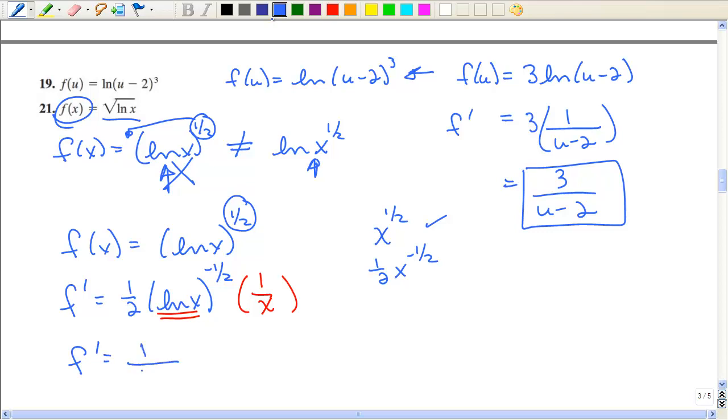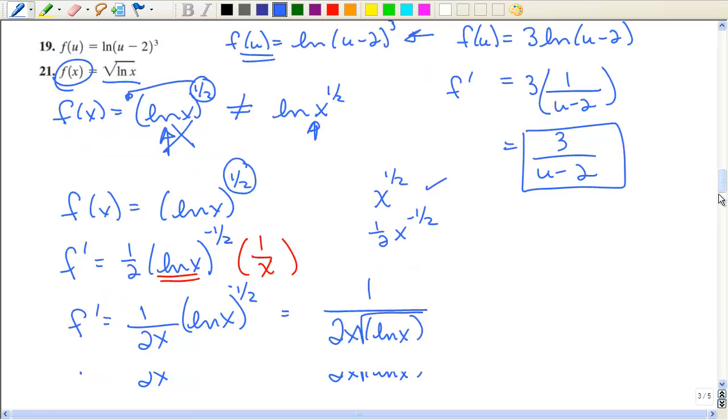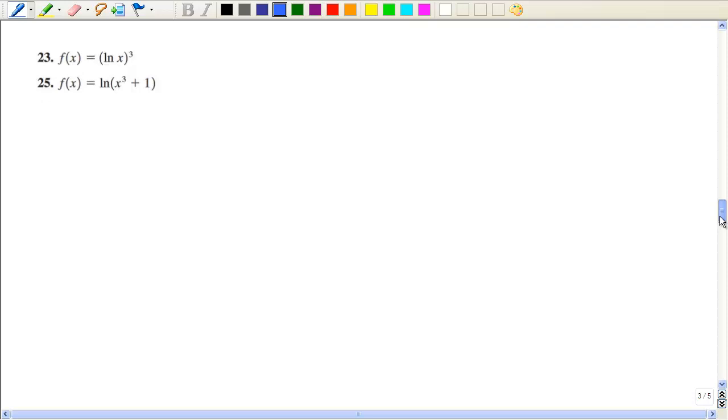So be very careful about those exponents, where they are, and so if the whole thing is in parentheses, you cannot use this law of logarithm that we used up here on number 19. I'm just going to go ahead and rewrite that as all in the denominator. And I'm going to put back that square root sign. Be very, very careful. Okay. So 23 and 25 is another example of that.